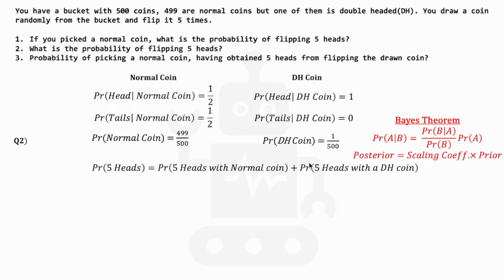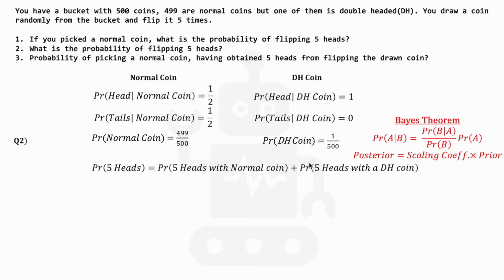Now for the second question. What is the probability of flipping 5 heads? So we know that we have flipped a coin 5 times, but this coin could either be a double-headed coin or a normal coin. So what is the probability of us just getting 5 heads, regardless of what type of coin we have? So we can say, and I hope you are following, that the probability of getting 5 heads is the probability of getting 5 heads with a normal coin plus the probability of getting 5 heads with a double-headed coin.